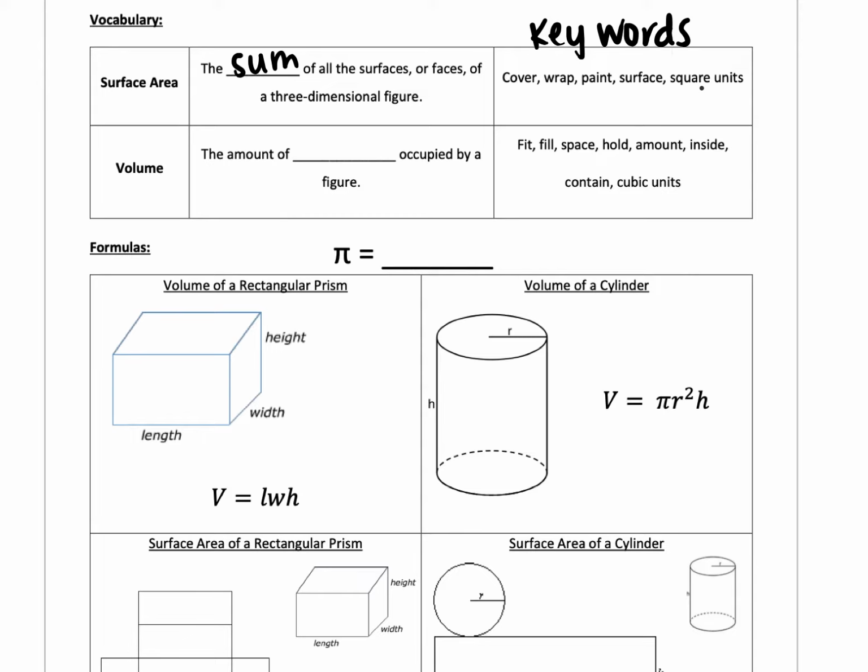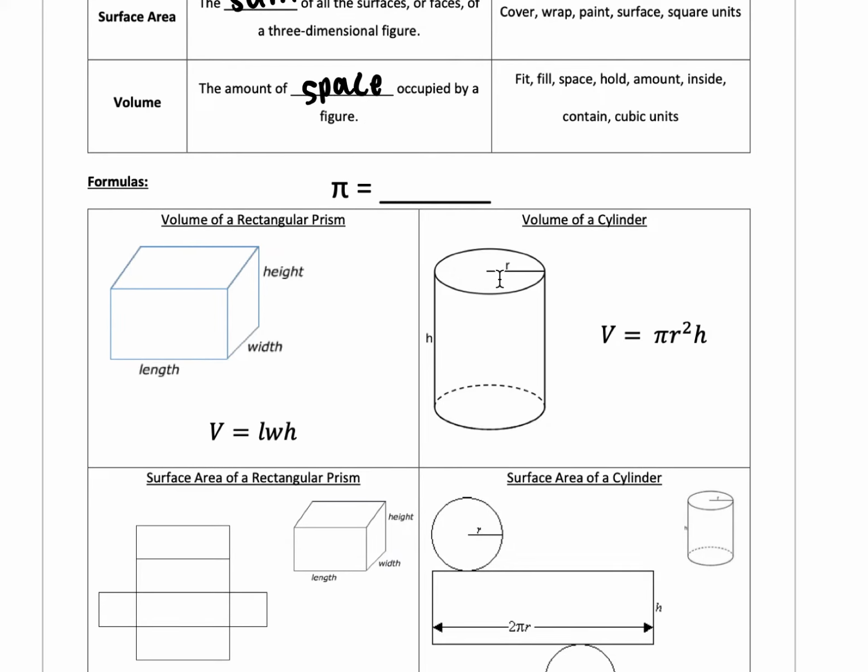So you can imagine if you are going to wrap a present for somebody, the amount of wrapping paper that you're going to need to wrap the actual gift is something you would solve surface area for. Whereas the volume of something is the amount of space that is occupied by a figure. So some of the keywords for volume are fit, fill, space, hold, amount, inside, contain, and cubic units. So for volume, that would be something like how much does this jar of jelly beans have inside of it? So how many jelly beans are in it? The amount of space that's being taken up by that object.